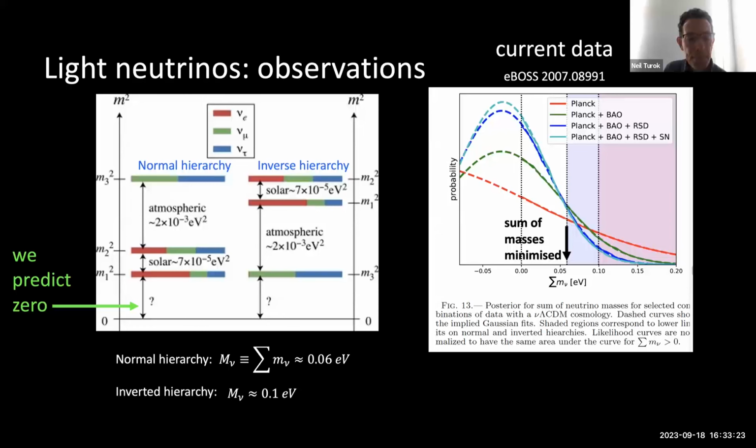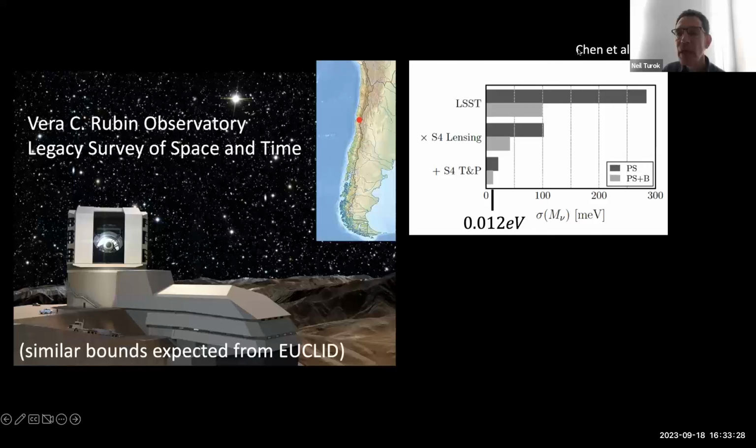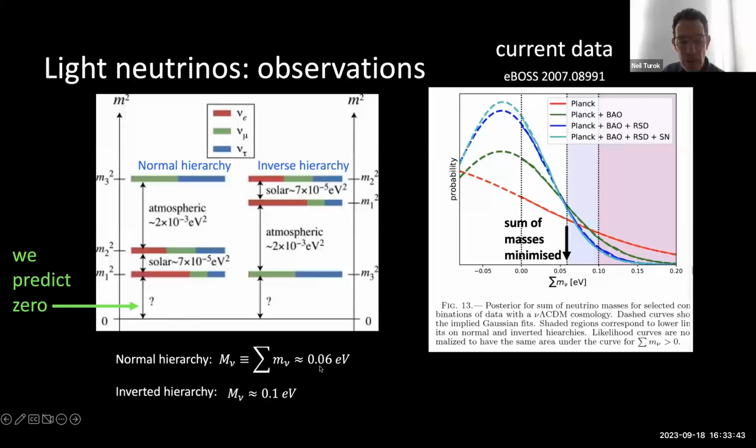These are projections by a group at Harvard that the error bar in the sum of neutrino masses anticipated from this experiment is 0.01 eV. And as I said, the value predicted is 0.06. So it's about a 5 sigma. What they anticipate is that this would be approximately a 5 sigma measurement.